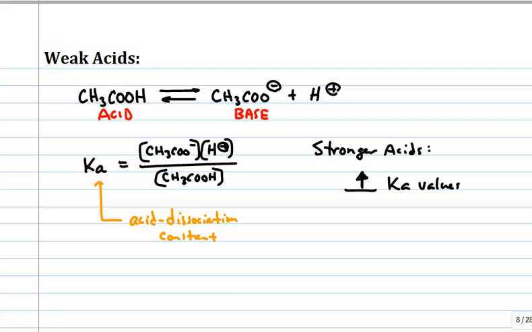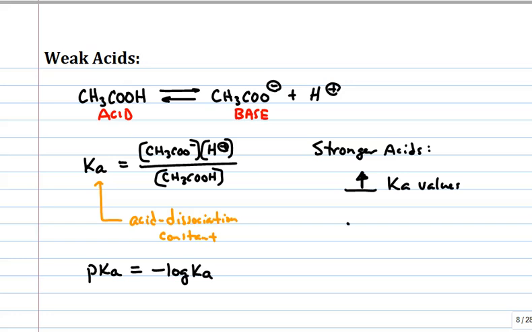Now the issue is we don't always use Ka, we use pKa, which is minus the base 10 log of Ka. And really the reason for this is Ka values are in scientific notation. And some people don't like to use scientific notation. So just take the minus log of the Ka and you get a number that's easier to work with than something in scientific notation. So typically we're going to stick with pKa over Ka. But you need to understand how both of these work.